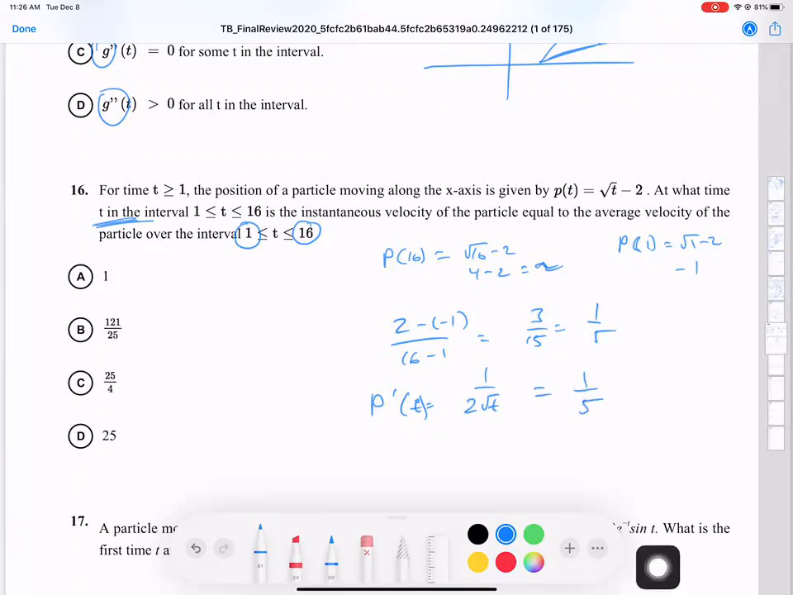And let's go ahead and multiply these around. If we flip it, 2 square root of t is equal to 5. And then divide by 2 and square it. t is equal to (5 over 2) squared, which is 25 over 4.